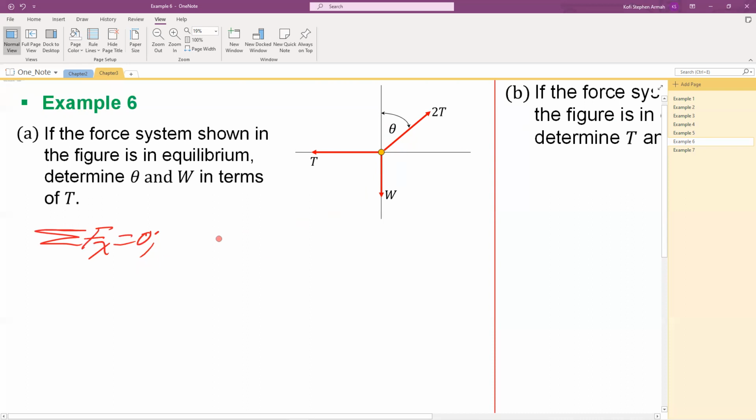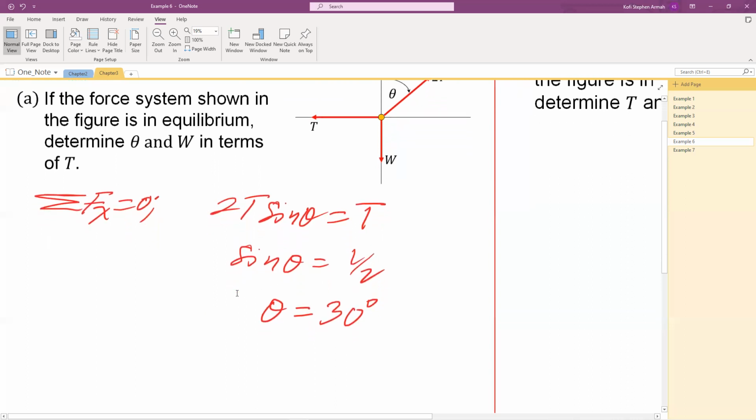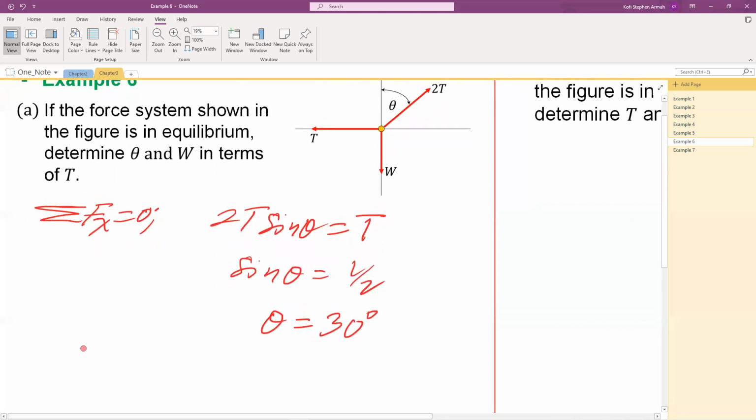So I have 2T sine theta is equal to T. So what's pulling this side is equal to what's pulling that side. Fortunately, the T and T cancel, and you can easily make sine theta the subject, which is half. So theta is actually 30 degrees. If you do that, so very, very easy. Theta is 30 degrees.